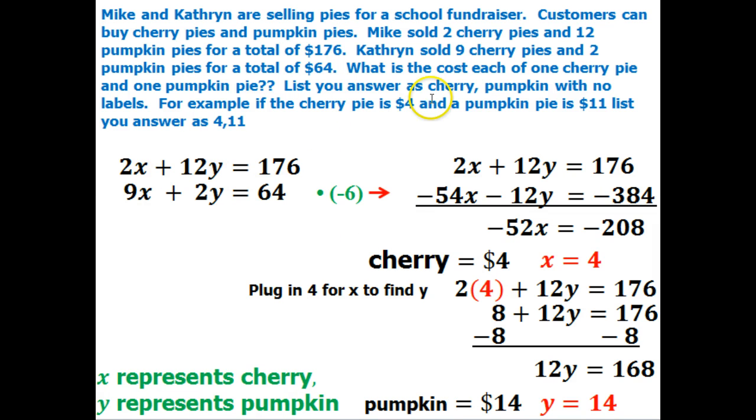This particular one asked me to list my answer as cherry, pumpkin, with no labels. So cherry is, the labels would be the dollar sign. So cherry's 4, pumpkin's 14, so it would be 4, 14 would be your answer. And that's how you'd enter it in, just 4, 14.